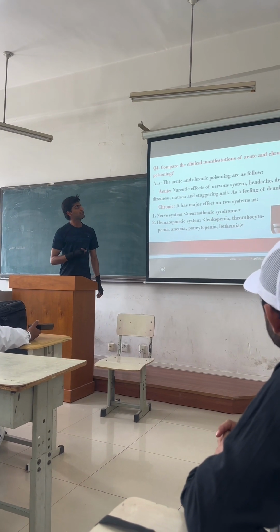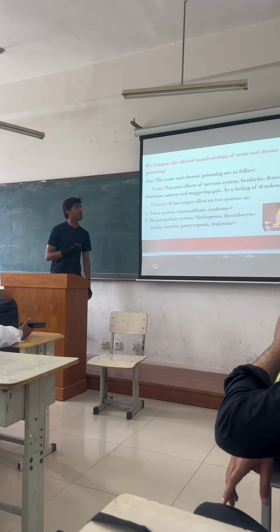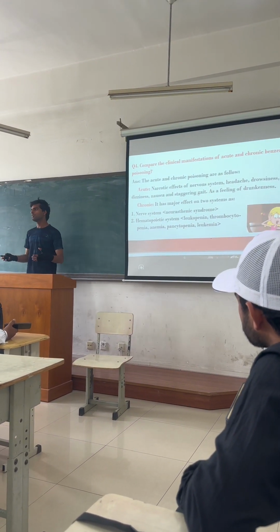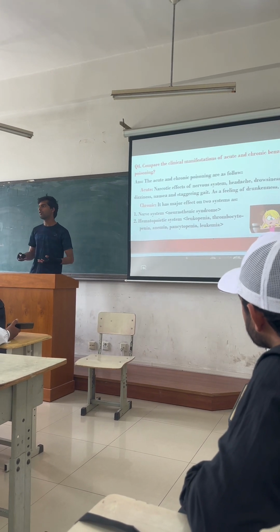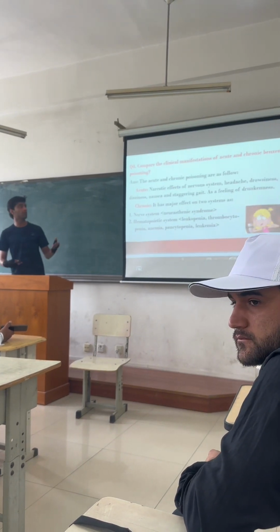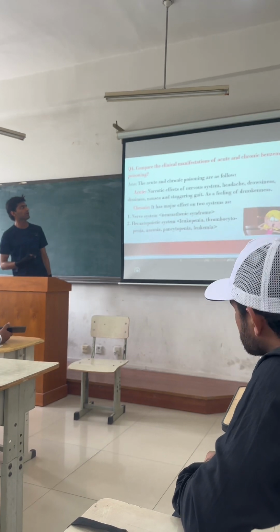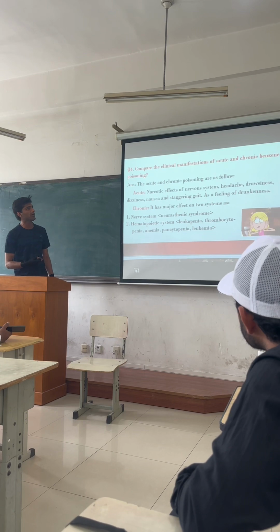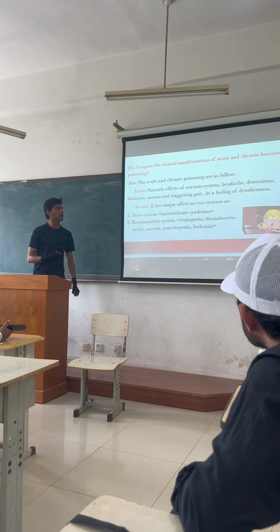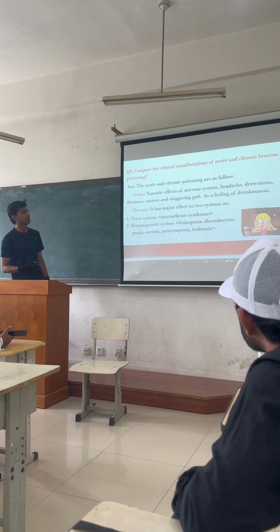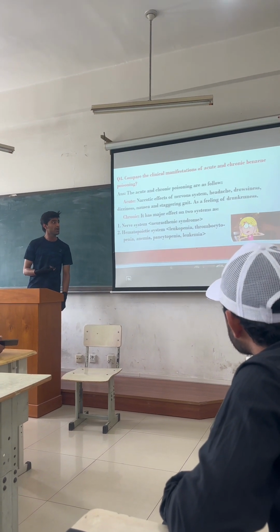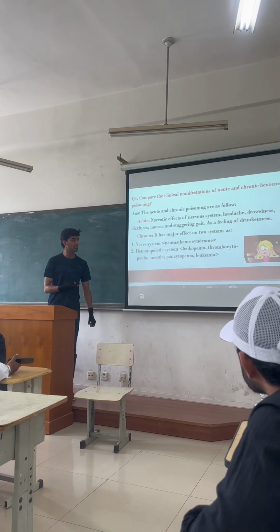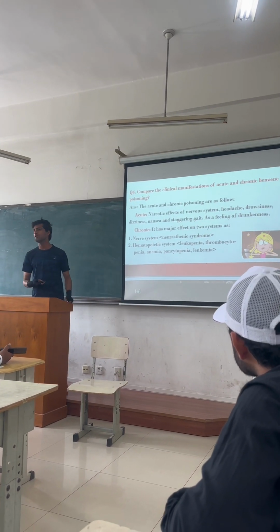Compare the clinical manifestation of acute and chronic benzene poisoning. The acute and chronic poisoning are as follows. Acute: as a person ingests or inhales large quantities, it may cause acute poisoning. Acute poisoning includes transporting effects of the nervous system: headache, drowsiness, dizziness, nausea, and staggering gait, as a feeling of drunkenness. While chronic has a major effect on two systems: the nervous system, neurasthenic syndrome, and the hematopoietic system: leukopenia, thrombocytopenia, anemia, pancytopenia, and leukemia. What is this leukemia?